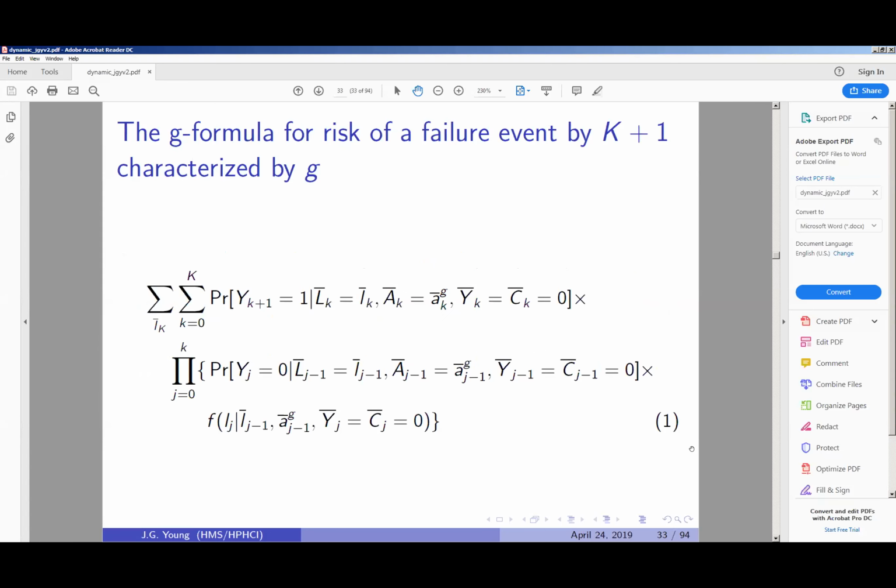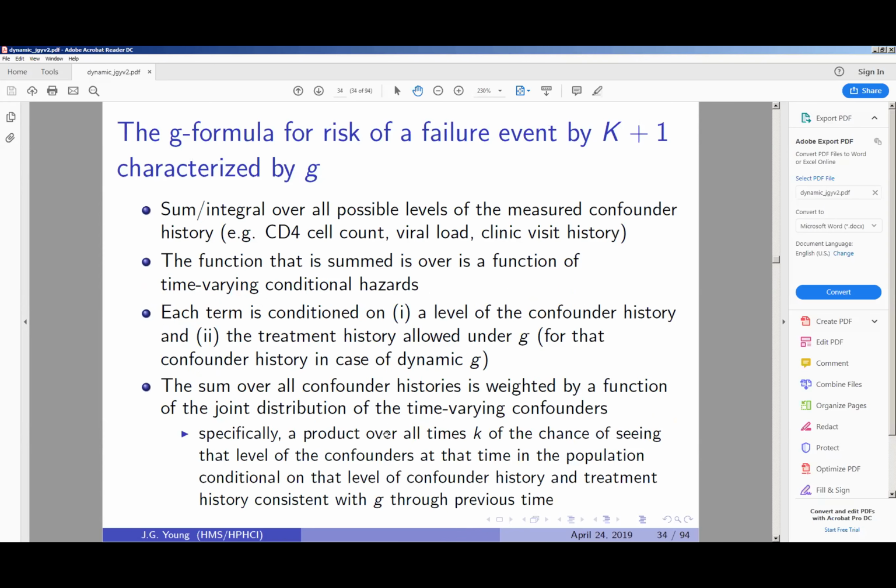We don't have to worry too much about understanding this immediately, but I'm just showing you what the G formula looks like for any particular G, and we're going to describe it in words on the next slide. You can see it's kind of a nasty function, and what we're trying to do is estimate maybe the difference of this formula for different choices of G, which are indexed here, and we'll explain what that means now.